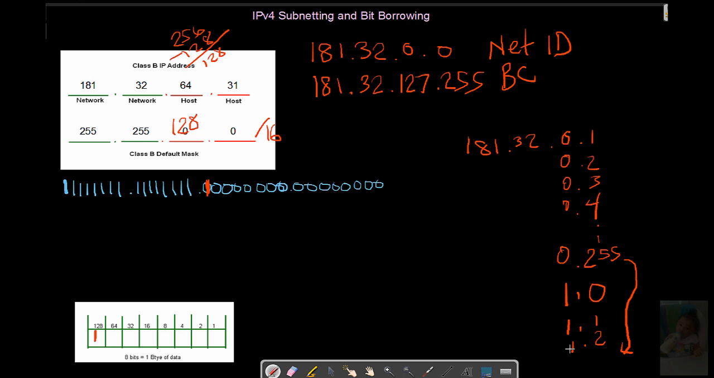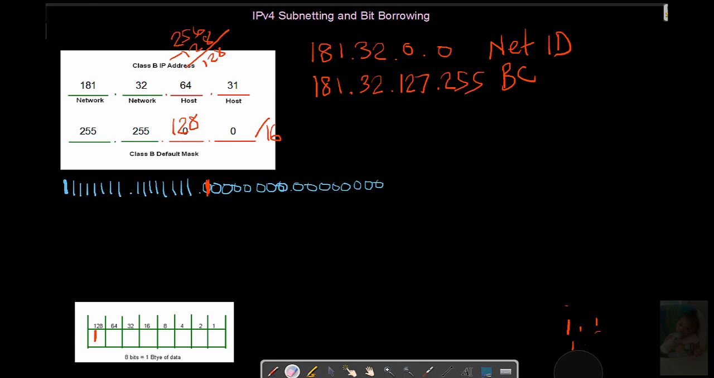You end up with 1.255. After you reach that, you start with 2.0. So this last octet rolls first. Reaches the end, this one increases by 1. It rolls again, this one increases by 1 more. Alright, all the way up until you get to 127.255.